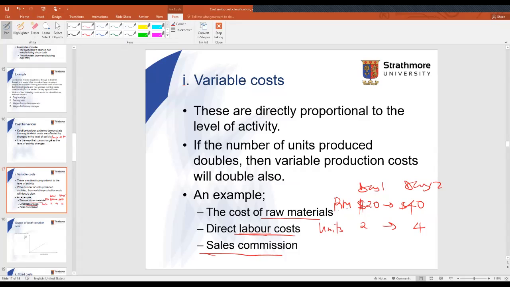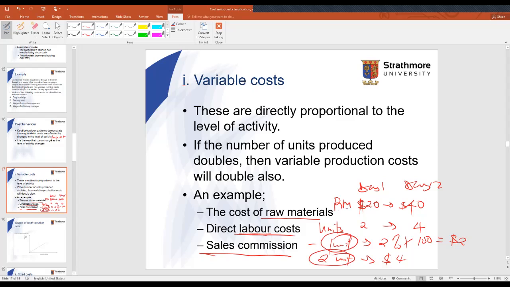The sales commission, by the way: if you pay your sales agents purely on commission, with no fixed pay, then if they sell 1 unit, you may pay them, let's say, 2% of the selling price. With a selling price of $100, you pay them $2. If they sell 2 units, you pay them $4. Therefore, the amount you're paying them increases in line with the units they are able to sell. This is therefore called a variable cost.